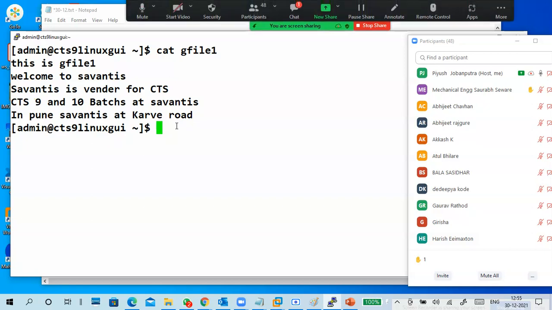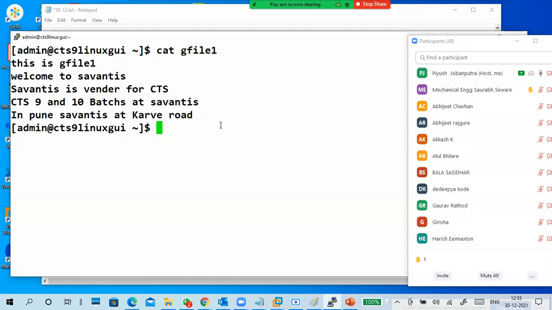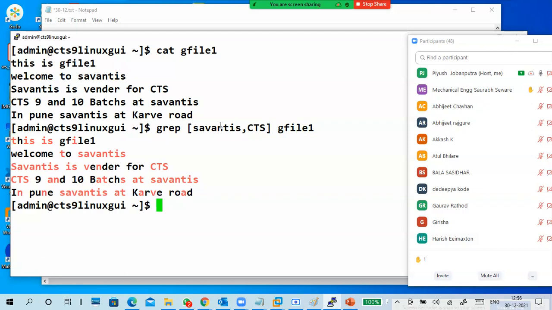Now what we are doing here: with grep, we'll display the lines. Can we search more than one word? Usually you cannot, but generally, if you want, I will try. Actually, all patterns are like this, right? So 70s, comma, CTS, file one. You asked a very good question, but it displays all the lines, because ABCD matches. It displays all the lines. It should not display, right?